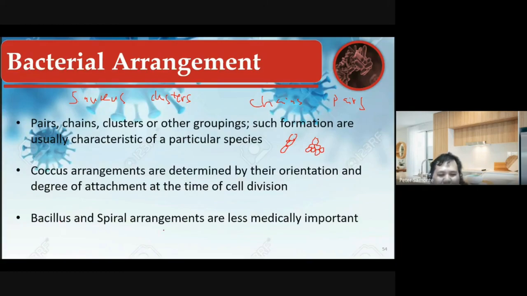Then, bacillus and spiral arrangements are less medically important. So, actually, class, sa bacilli kasi, hindi ganun ka-importante yung arrangements nila. For your bacilli, class, to further identify them, kasi madami sila, and maraming yung physical appearance nila are almost the same, you have what you call your biochemical test. So, your biochemical test would allow you to identify these bacilli. An example of your biochemical test would be your sulfur and your indole.